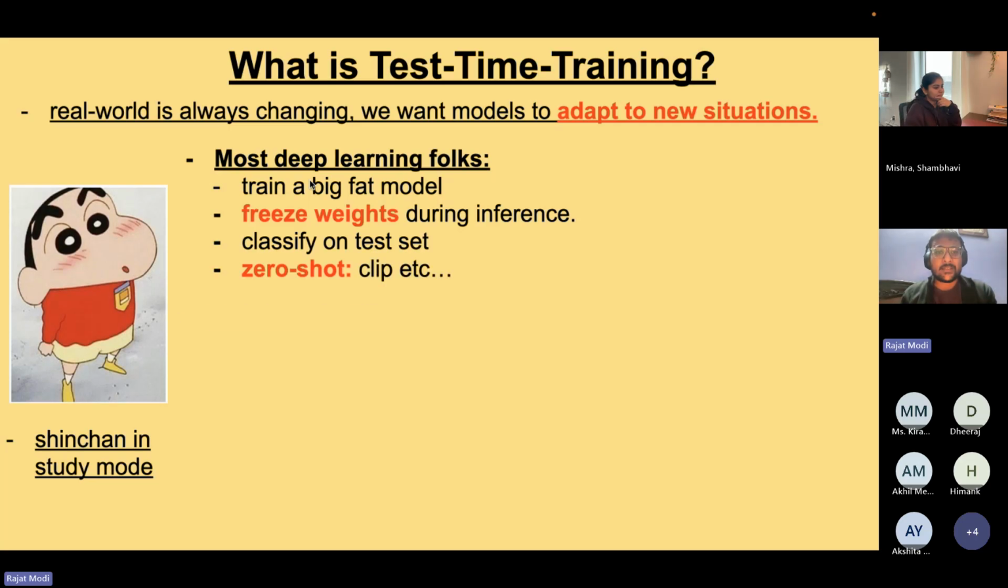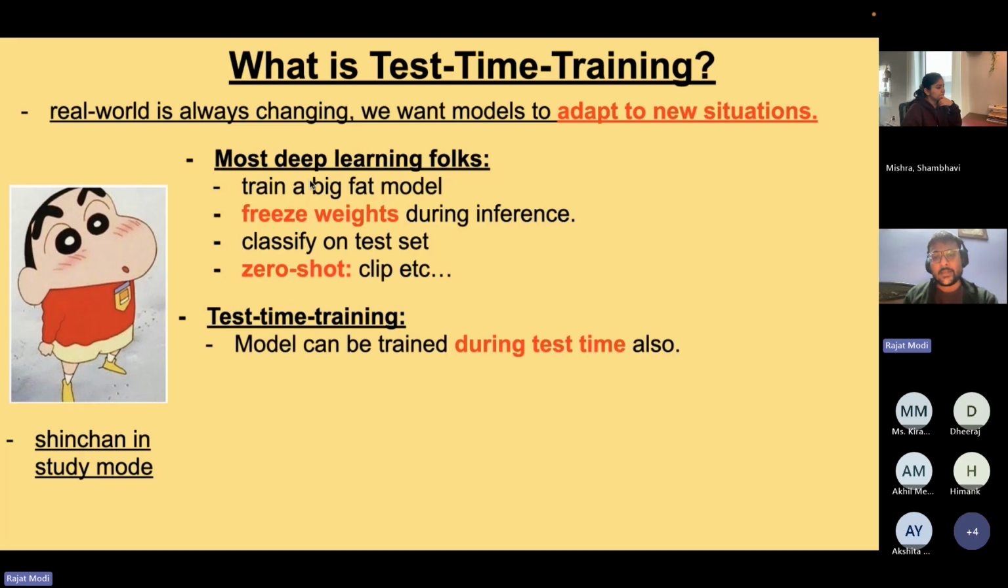So you have zero shot models like CLIP. But here the key point is that the model is frozen during the inference stage, but that's not how humans work. The way they work is that their brains are continuously learning in real time, and that's the setting of test time training. So the model can be trained during test time also.